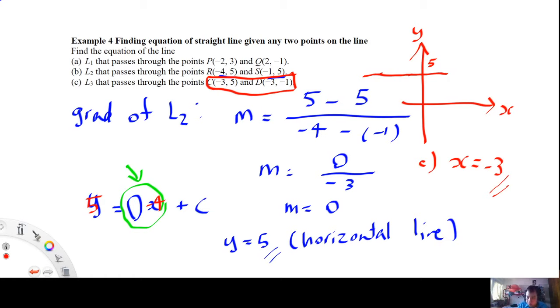Okay, when do we use y equals mx plus c and rise over run? Well, it depends on what the question asks, right? If they ask for gradient, use the gradient formula. To find the equation of a straight line, you need the gradient first. And after you find the gradient, you just need to substitute any point on the line in.